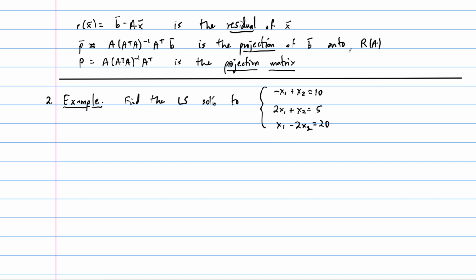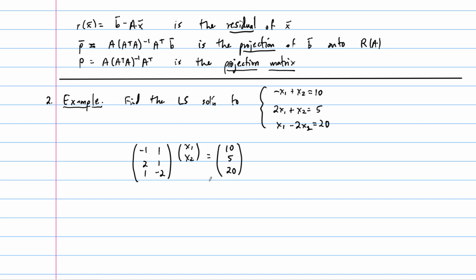All right, let's see how you did. The first step is to write this in a matrix equation. So the first step, I'm just going to write this out. The coefficient matrix, the first column is -1, 2, 1. The second column is 1, 1, -2. The vector of the unknowns, those are x1 and x2. And the right-hand side, the vector b is 10, 5, and then 20.